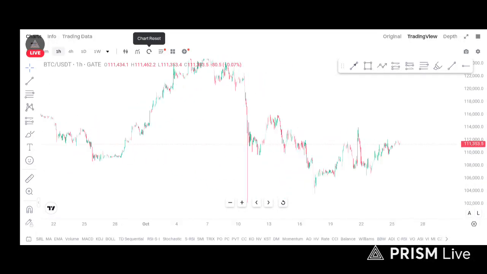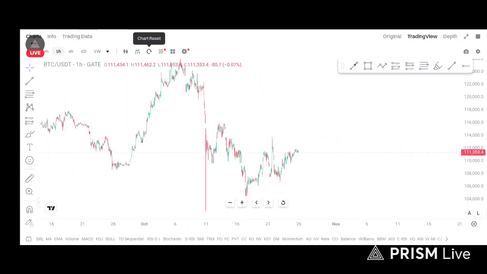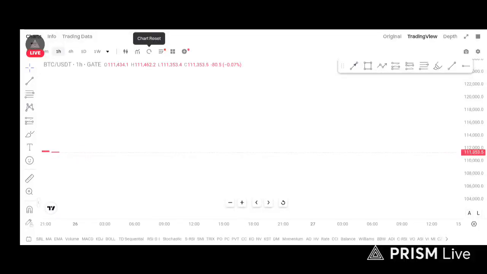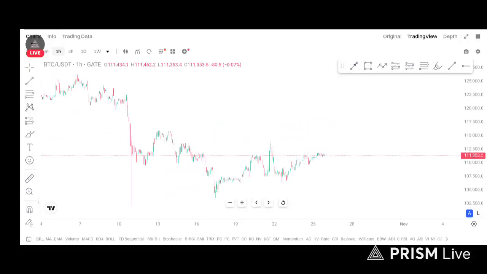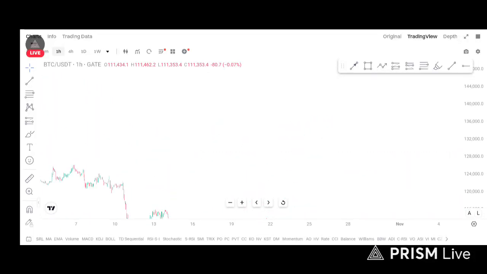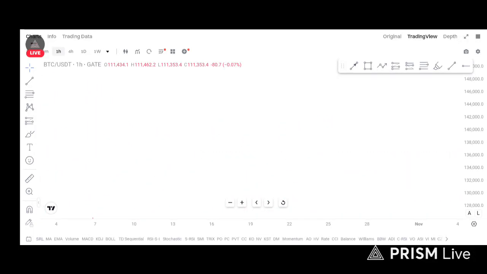Okay, so now when we talk about top down analysis, first of all, what we are supposed to look at is time frames. Let's talk about time frames first, then we dive into it.